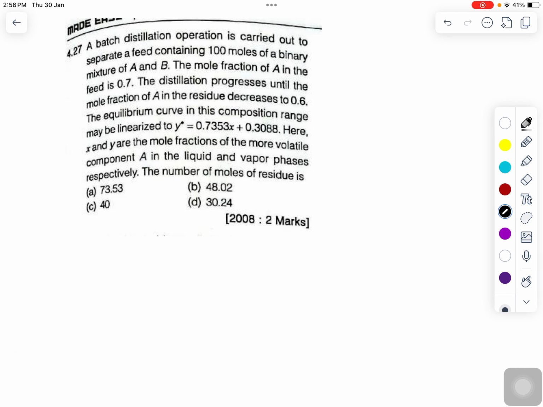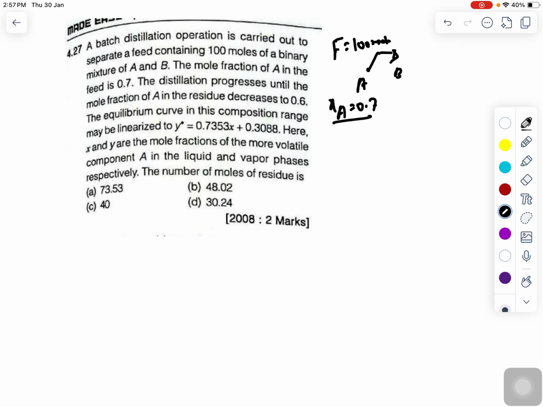This problem is also very very important, and questions from this particular concept are repeated every 2 to 3 years, from batch distillation or Rayleigh distillation. The question says that a batch distillation operation is carried out to separate a feed containing 100 moles of binary mixture of A and B, right? So feed is there which contains 100 moles of A and B. The distillation progresses, and the mole fraction of A in the feed is 0.7.